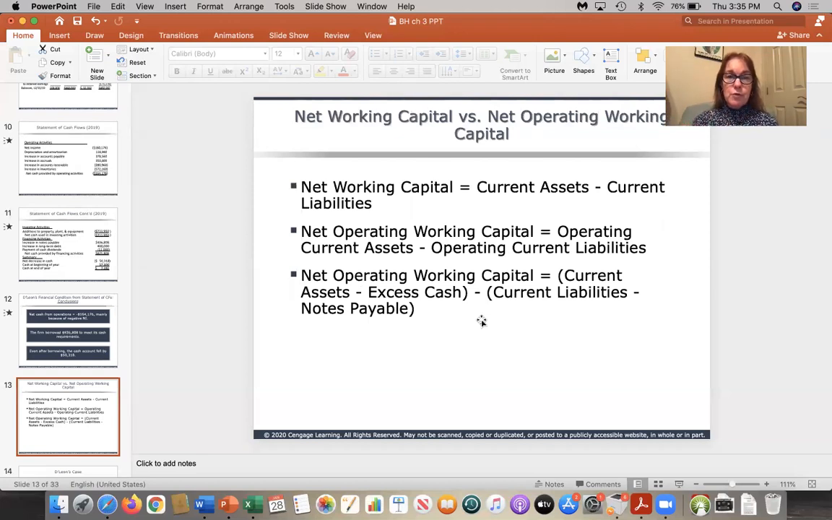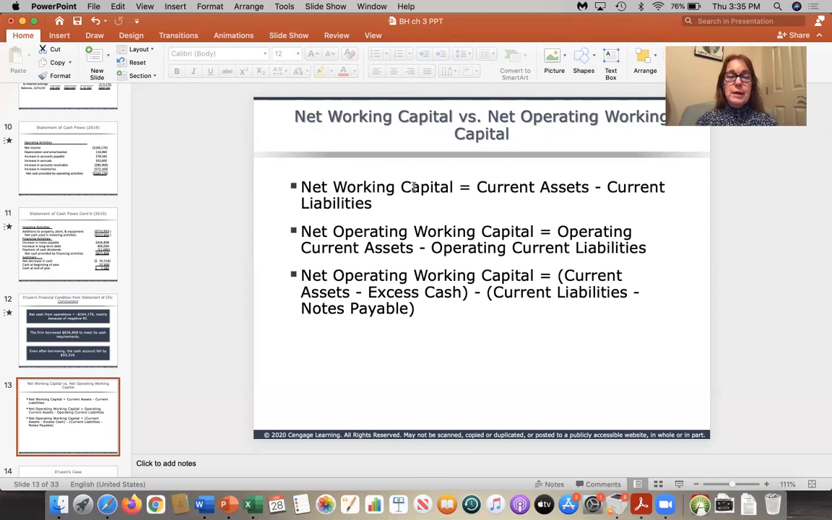Then whatever's left over, that's called the free cash flow. And that's the cash that potentially would be available to shareholders. And so we need some of these calculations to figure that out. So the first thing we're going to calculate is net working capital and net operating working capital.